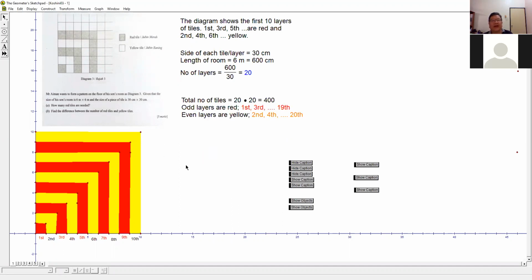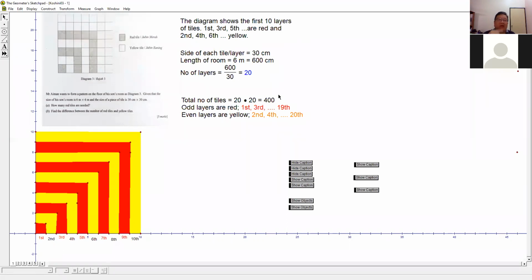Okay, so we look at here. So the number of tiles is here, the length, this side 20, the breadth 20. So altogether we have 400 tiles. We know the room is 20 tiles by 20 tiles. Actually it is 6 meter by 6 meter. I've converted into tiles. So it is 20 tiles by 20 tiles.